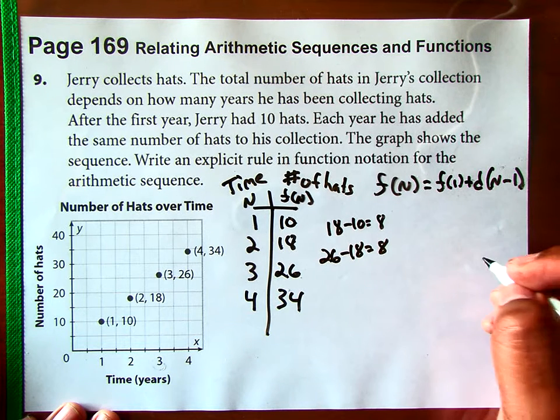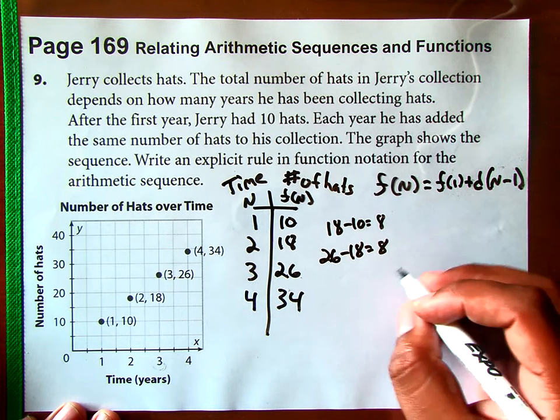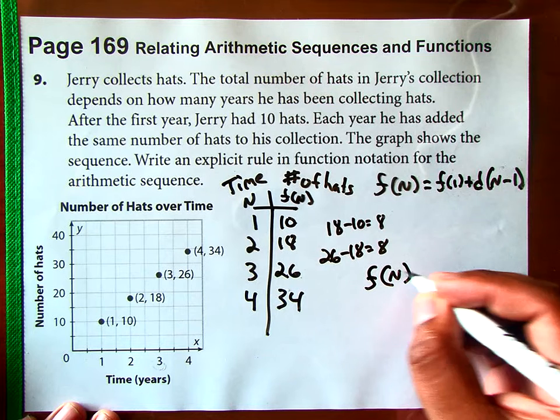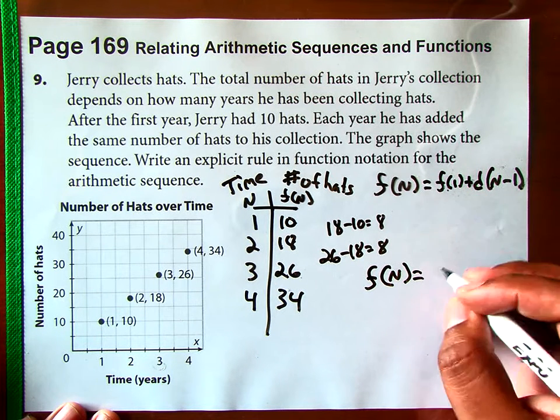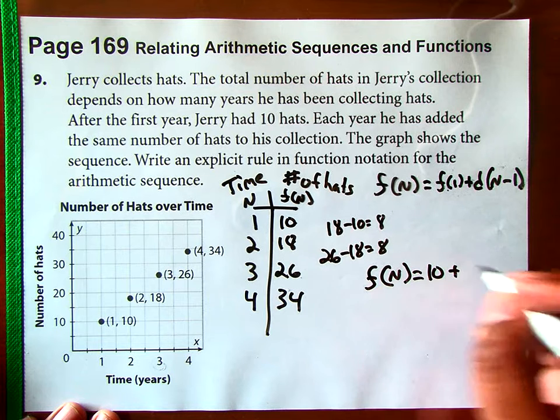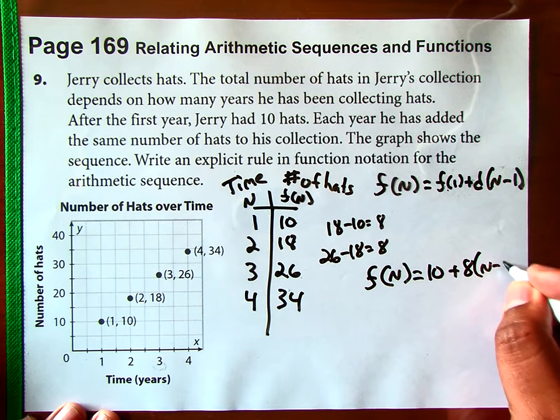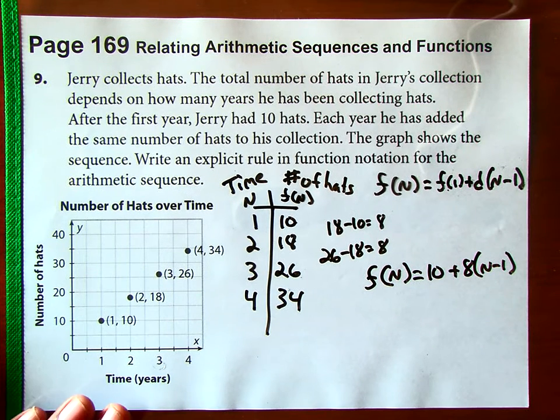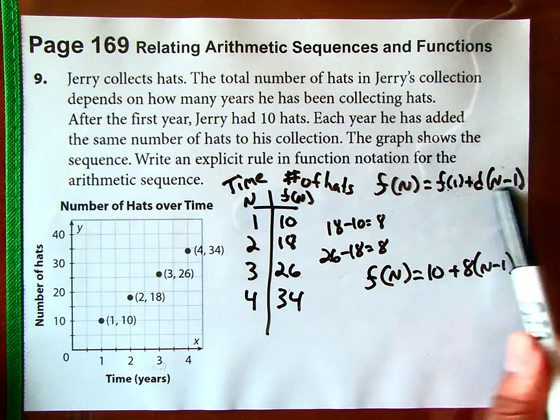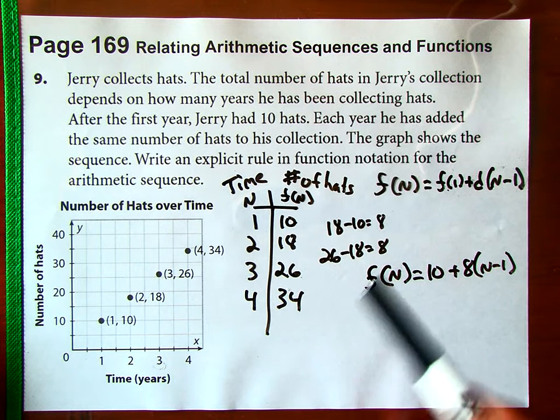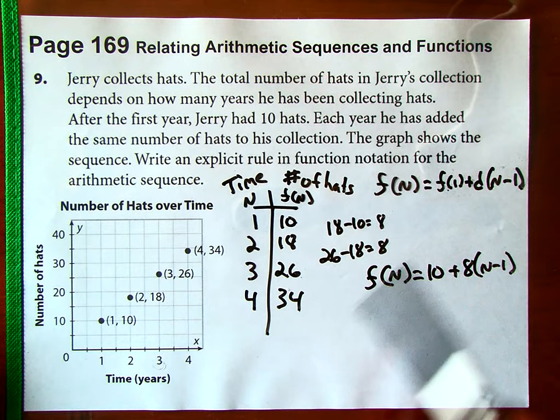So I'm going to plug in my function here. I'm going to write it down here. f of n is equal to my first term, 10, plus my common difference, 8, times n minus 1. So the recap: first I took the graph, I made a table, I wrote out the original formula here, found the common difference and the first term, and plugged it into that formula.